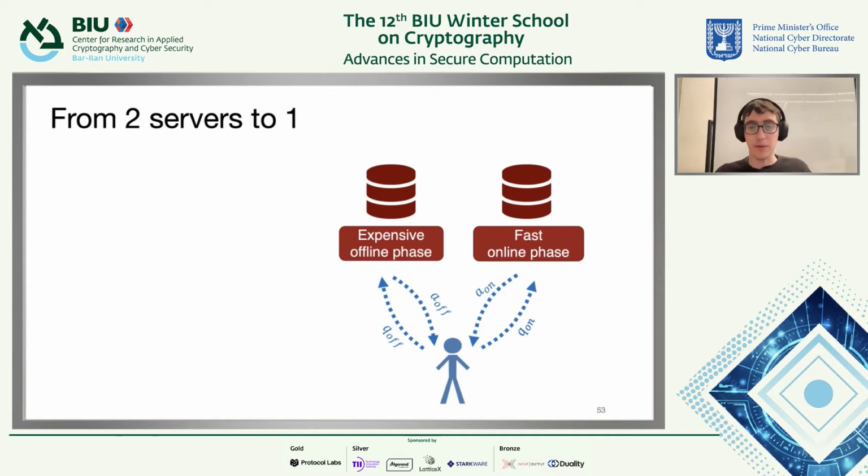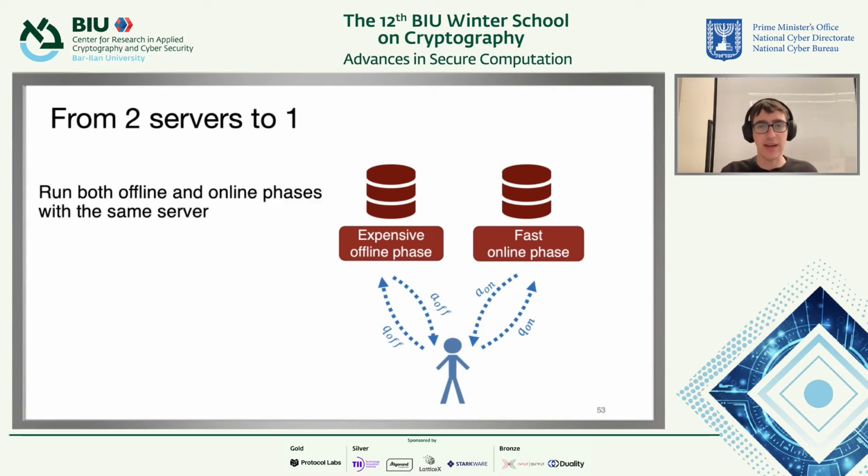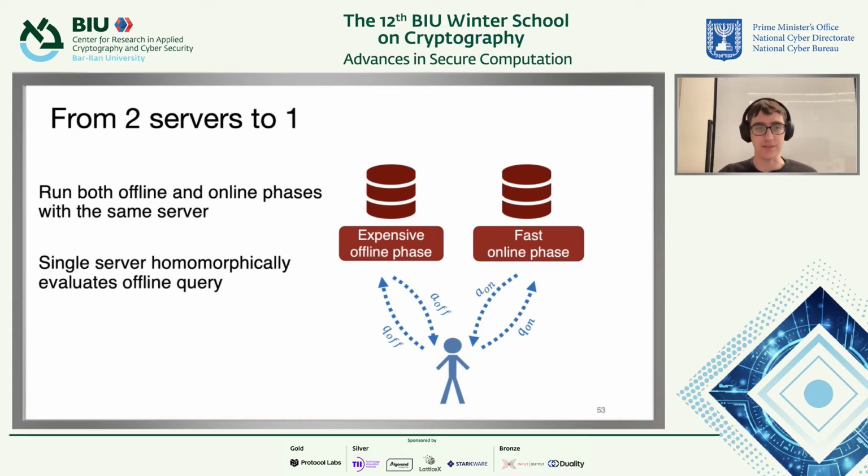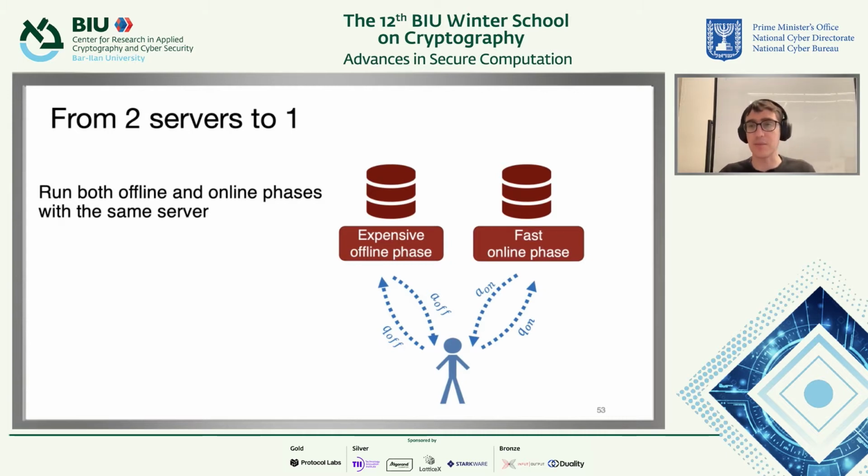So schematically, what we had in the two server case is an expensive offline phase that ran against the left server, and a fast online phase that another server would execute. And so, now that we want a single server scheme, what we can try to do is run both offline and online phases on the same server. The problem is that if we do this, then the security assumption would break.